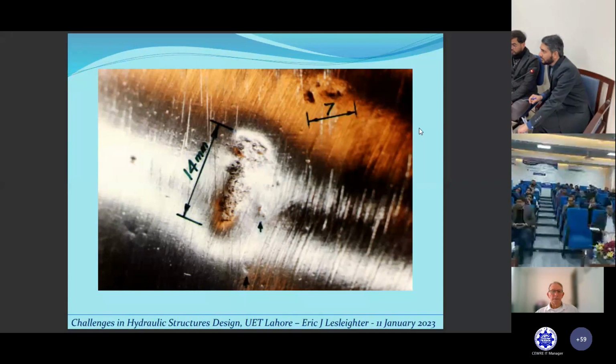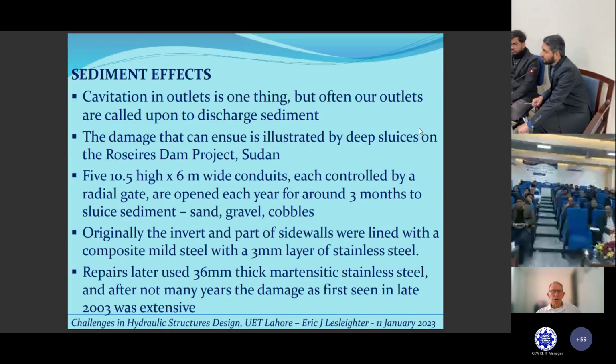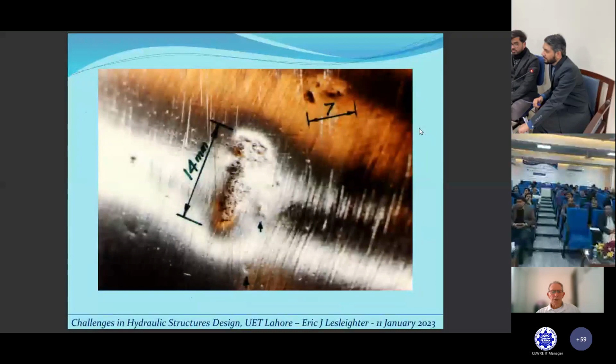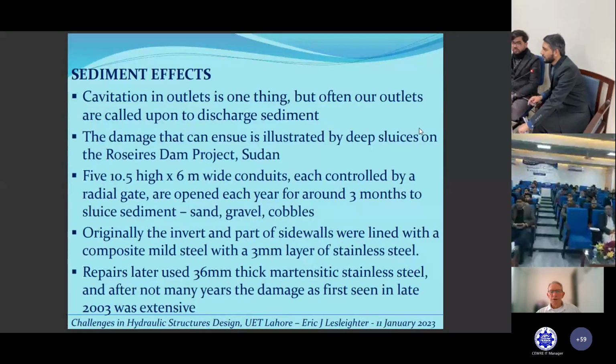So cavitation in outlets is one thing, but our outlets sometimes have to discharge sediment. One project I was working on was in Sudan, the Rosieres Dam project. In this case, we had 5 conduits, 10.5 meters high, 6 meters wide, each with a radial gate. They were operated each year for 3 months to discharge sediment, including sand, gravel and cobbles.